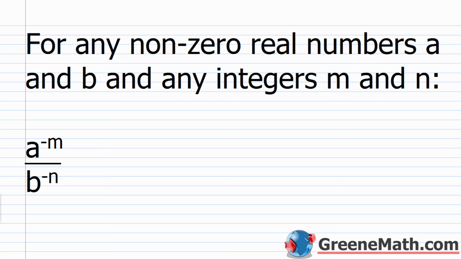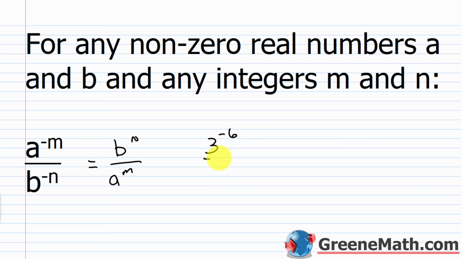So in more mathy terms, for any non-zero real numbers a and b and any integers m and n, we can set up this a to the power of negative m over b to the power of negative n is going to be equal to, I would take this b and bring it into the numerator and raise it to a positive n, put it over a, which is going to go into the denominator, and raise it to a positive m.